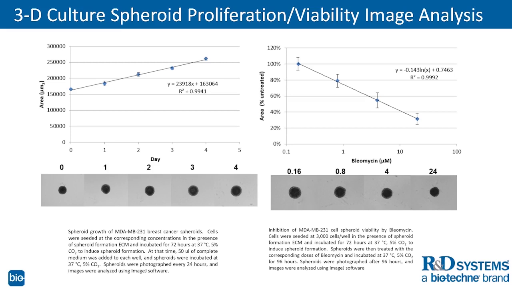The figure on the right, we're using bleomycin, which is a chemotherapeutic agent. We're treating the spheroids for 96 hours after spheroid formation. And we see a decrease in spheroid growth associated with this treatment of bleomycin.